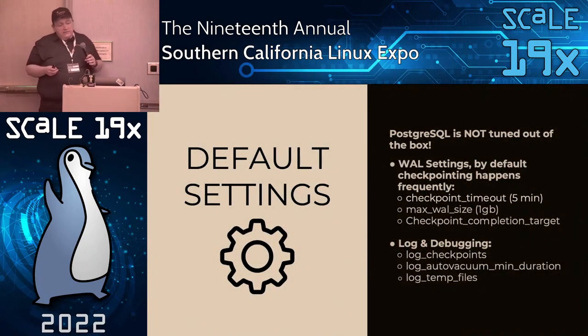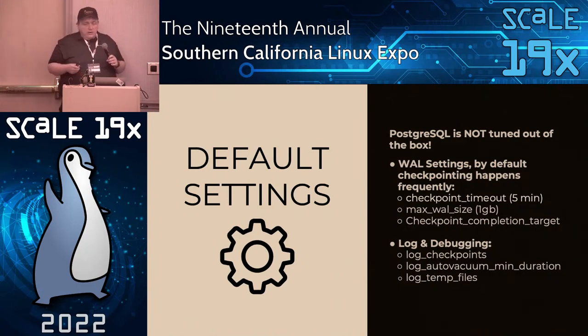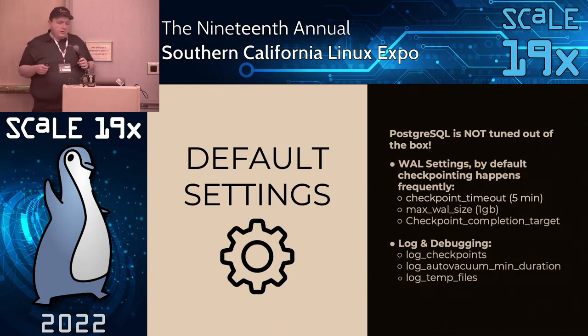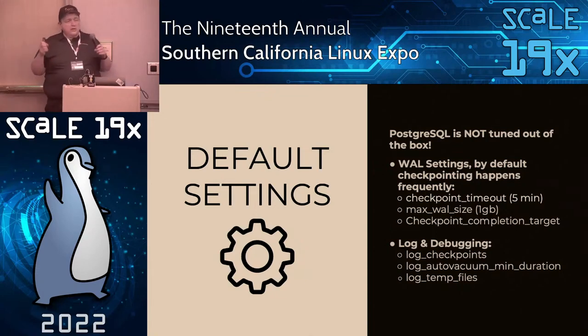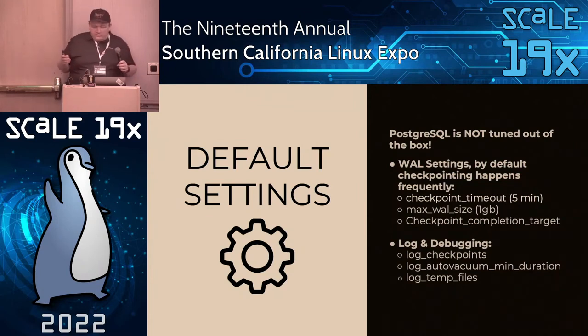Similarly, if you start to have a high transaction throughput, you're going to want to look at WAL settings to see how fast checkpointing is happening. And you're going to want to look at logging and debugging settings as well, right? So out of the box, hey, it works, that's great, but you're going to leave a lot of performance on the table if you are not tuning.